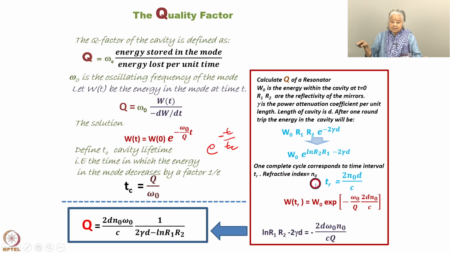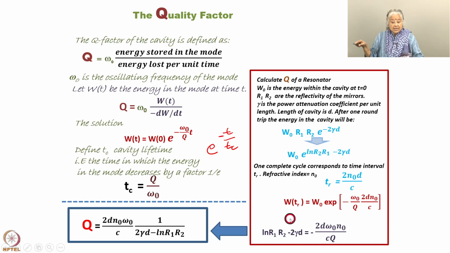One complete cycle corresponds to the time interval TR. Let us call it just TR. TR is one complete cycle. It starts off from one mirror, goes through to the other mirror, gets reflected, and comes back. That means it has traversed the active medium twice. So, TR is 2 N0 d by C, where N0 is the refractive index, which you can make 1.